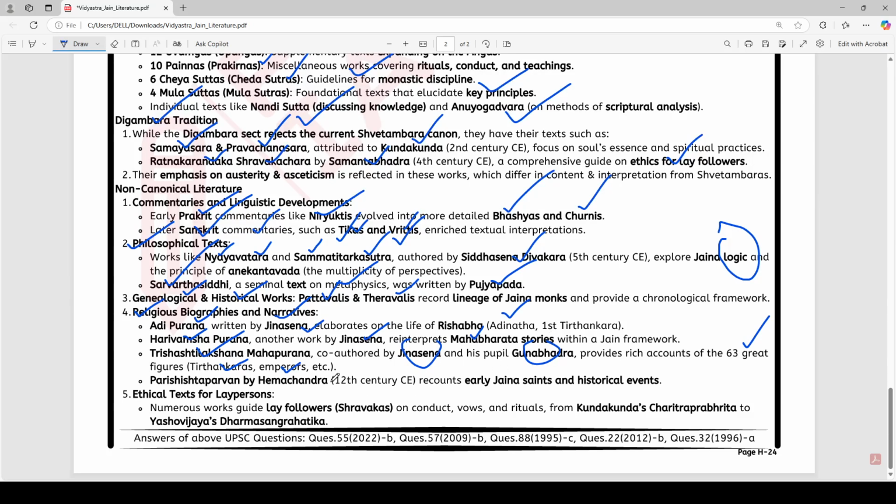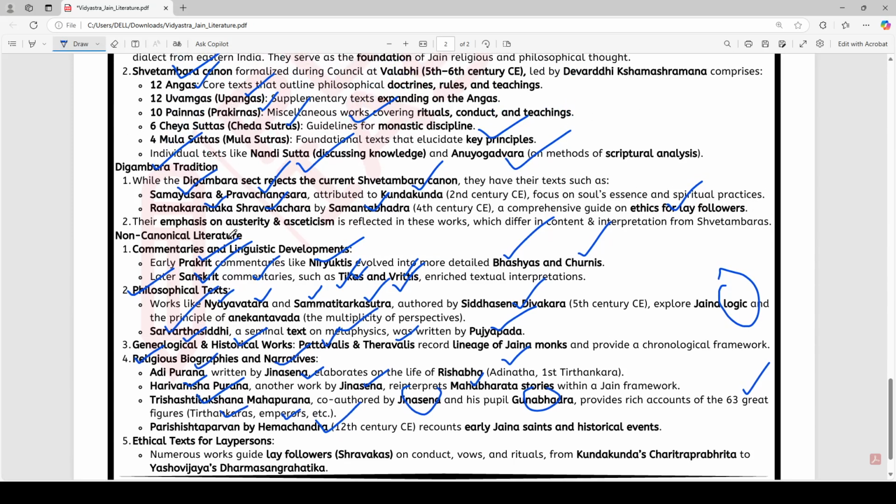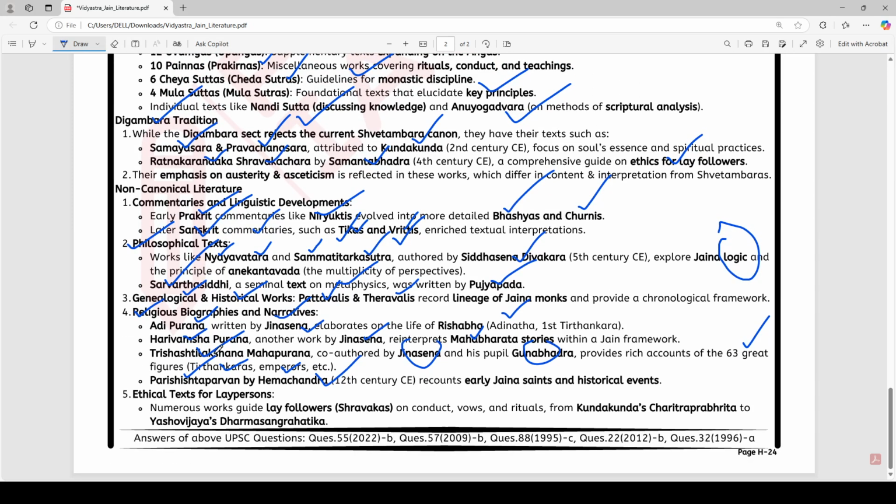Now next is Hemachandra's Parishishta Parvan. Now Parishishta Parvan, it seems like a difficult word. It is a very, very easy word. Parishisht means appendix. Like Prakirnas means miscellaneous. Parishisht means appendix. It is a Hindi word. So you can remember Parishisht. An appendix to Jaina text was given by Hemachandra, another Jain scholar.